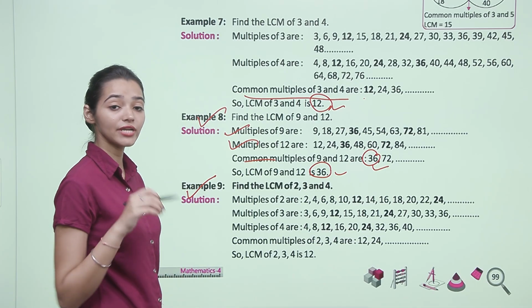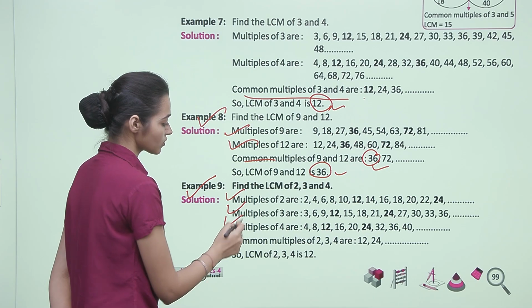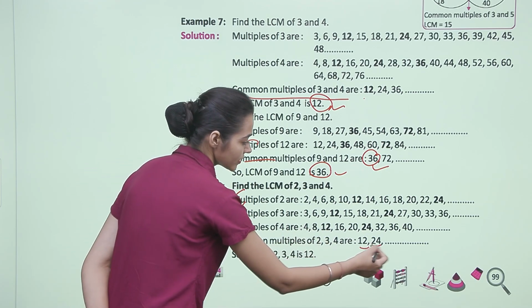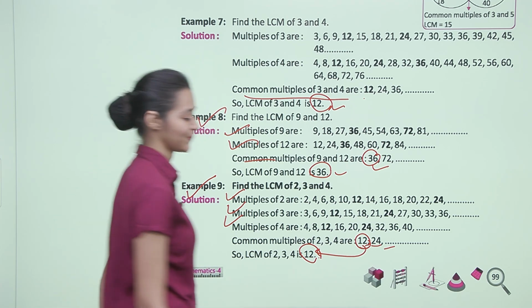Similarly, in example number 9, we have to find the LCM of 2, 3 and 4. Multiples of 2, multiples of 3, multiples of 4. The common multiples are 12, 24, 36. So 12 is the least common multiple, so this is the LCM.